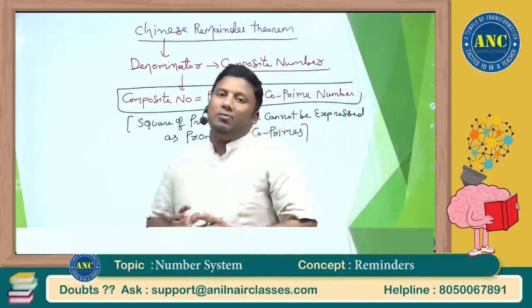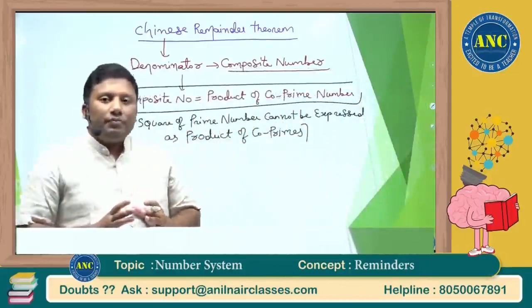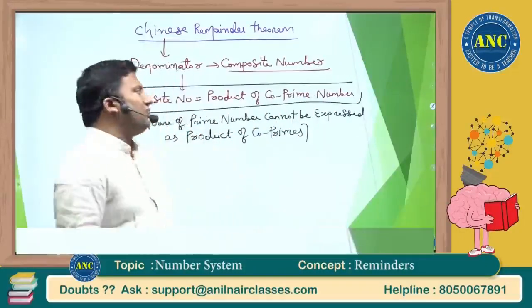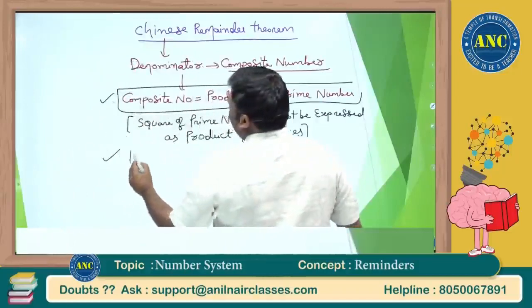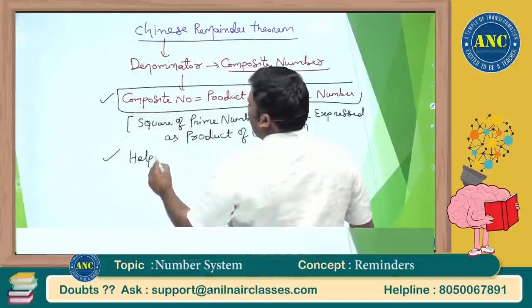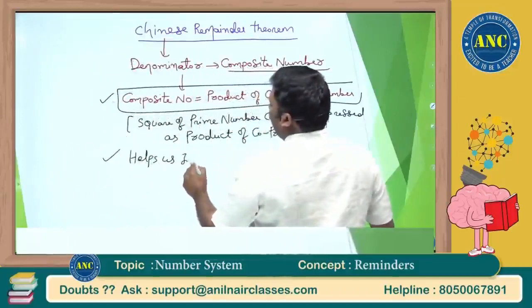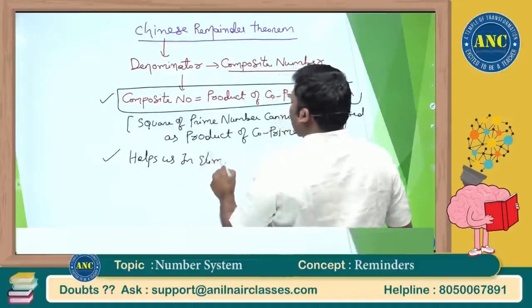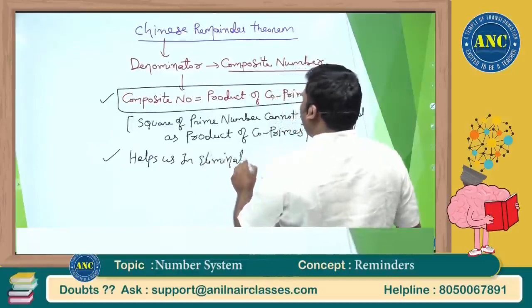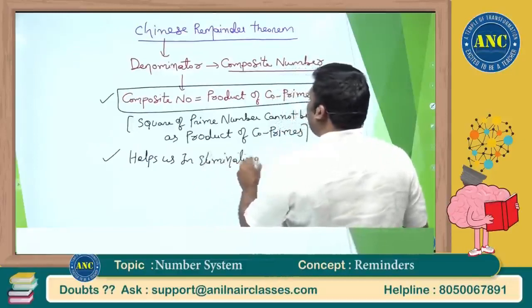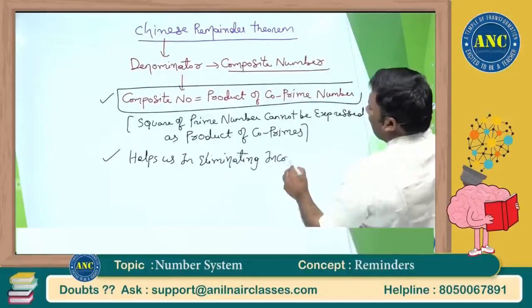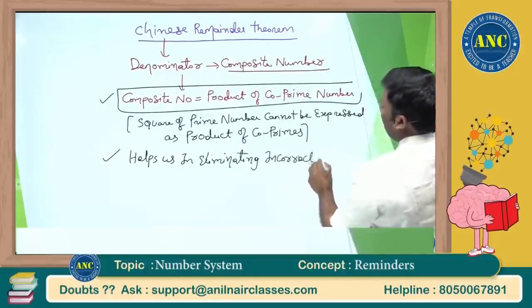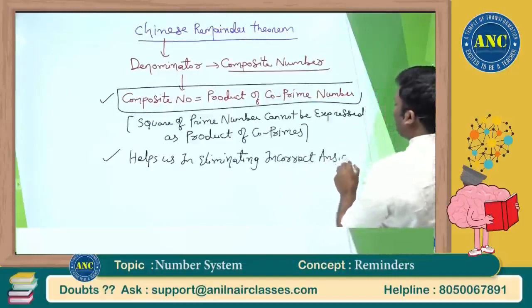Chinese remainder theorem, the first thing is where it will be used. Chinese remainder theorem helps us in eliminating incorrect answer options. It is a beautiful method where you can eliminate incorrect answer options. Please make a note of it.